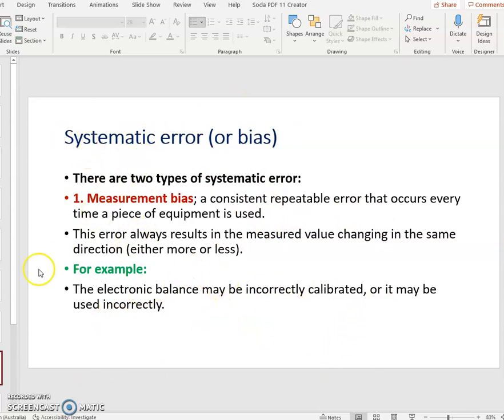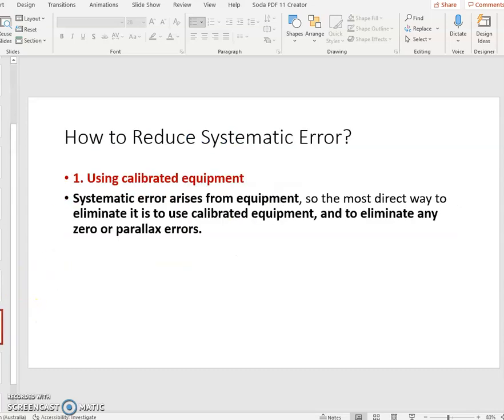So that's systematic error, which is different to random error, where if there's only one thing wrong, it can be averaged out by doing the same trial multiple times. So how do we reduce systematic error? Well, by using calibrated equipment. Systematic error pretty much always arises from equipment, so the most direct way to eliminate it is to use the correct equipment and use it in the correct way, essentially.